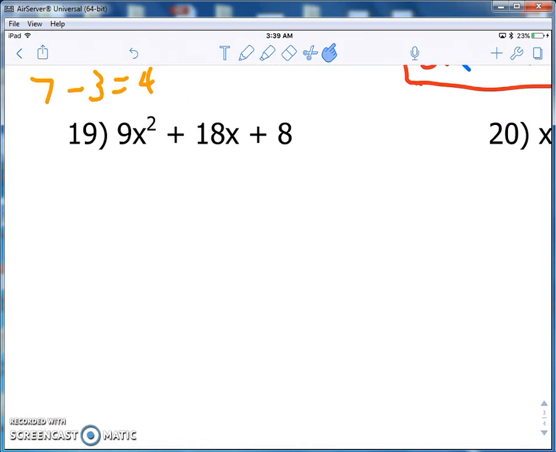19. So it'd be nice if there was a common factor. We notice 9 is only divisible by 3, 8 is only divisible by 2. So no common factor. We're going to find our master product. 8 times 9 is 72. That's pretty big.